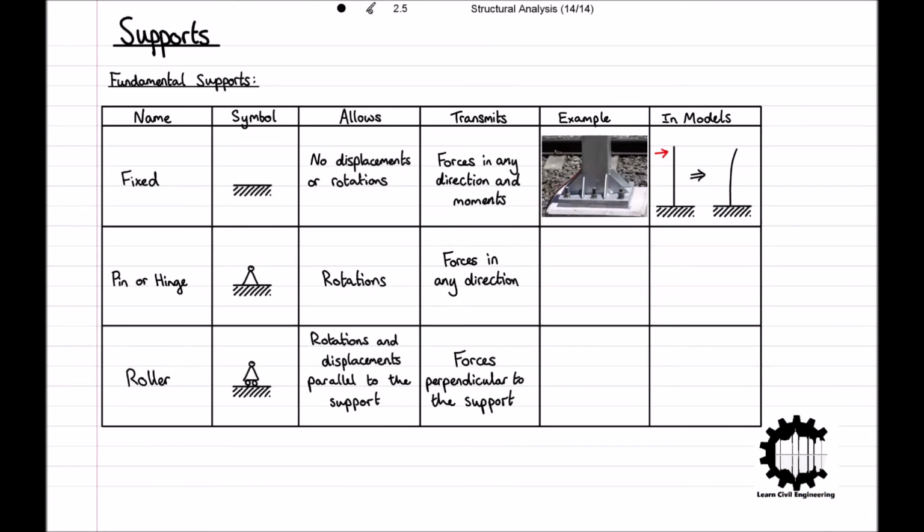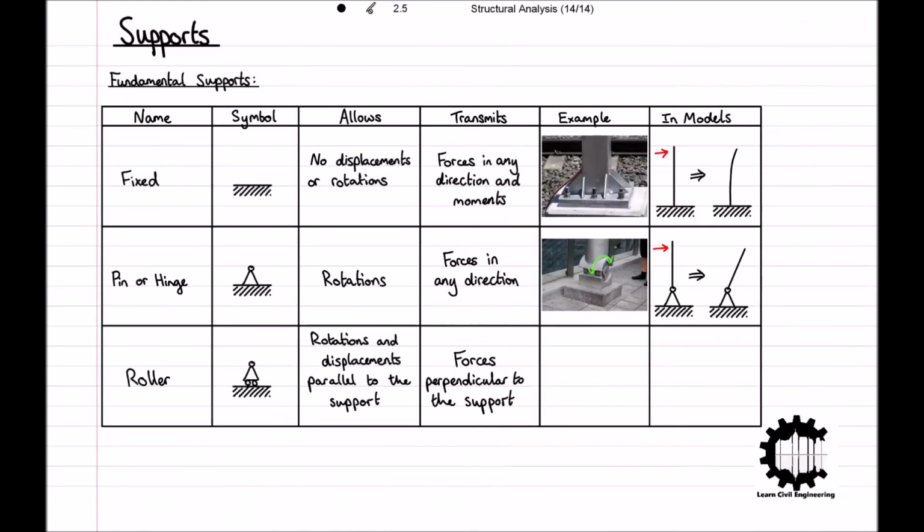A real-life example of a pin or hinge support is this column connected to the foundations, as at the supported end of the column, displacement is restricted, but the column can rotate. Using the symbol for a pin or hinge support, we can model this example like so, where again the vertical line represents the column. This time, if a horizontal force were applied to the top of the open-ended column, the column would not deform, as the support allows for the rotation of the column.